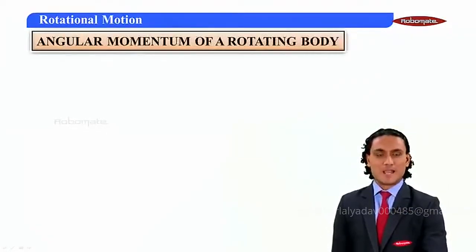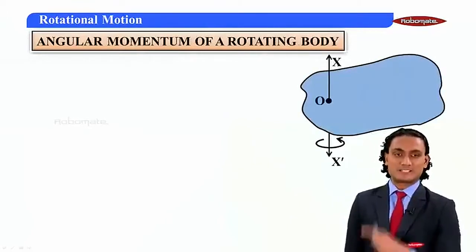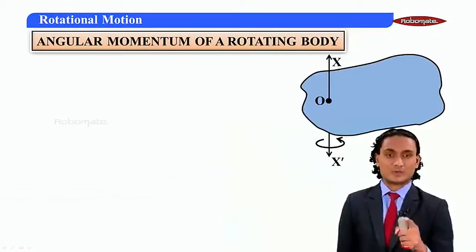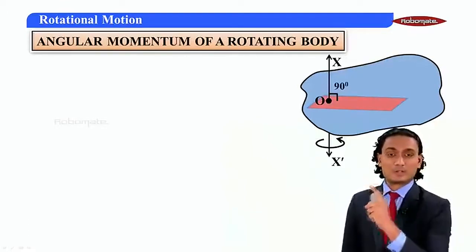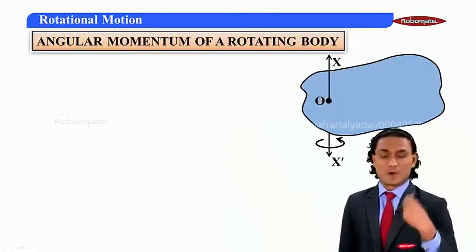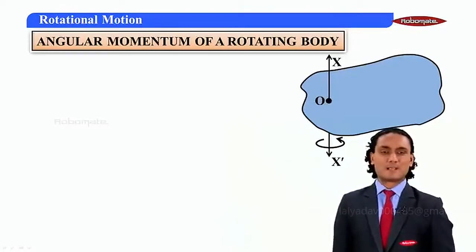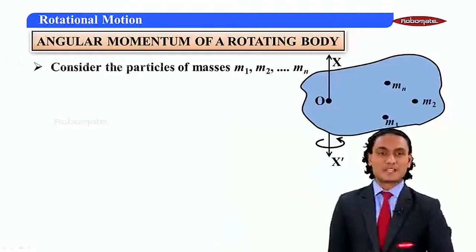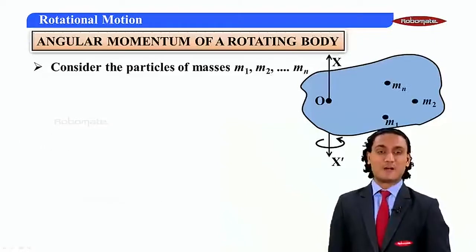For this, let me consider a rigid body. This rigid body is rotating about an axis XOX' in the anti-clockwise direction. Now students, this axis XOX' is perpendicular to the plane of rotation. We all know that this rigid body is made up of n number of particles, but to keep things simple, let me consider three particles. The first particle is of mass m1, the second particle is of mass m2, and the nth particle is of mass mn.